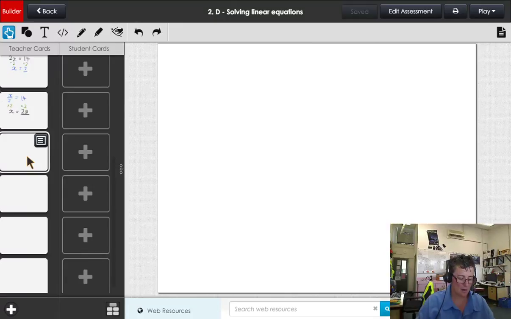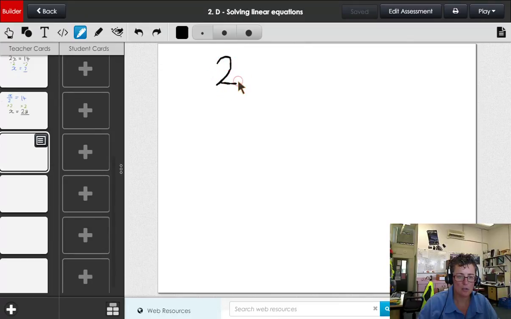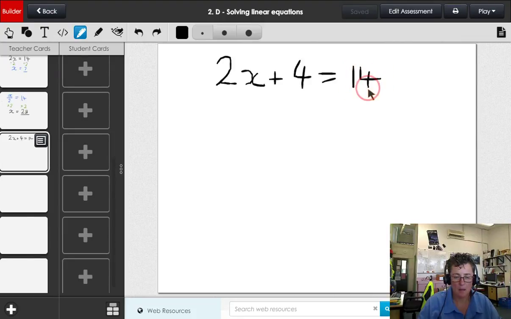So what we're going to do now is we're going to look at two-step equations. So if, for example, we have 2x plus 4 equals 14. Okay, so this one, there's a specific order that we need to do things in. As you'll know, there's two parts of this equation, 2 times x plus 4. So this is the times and the plus.